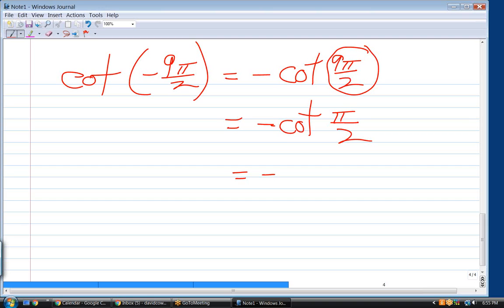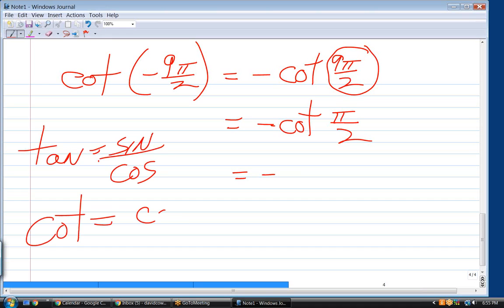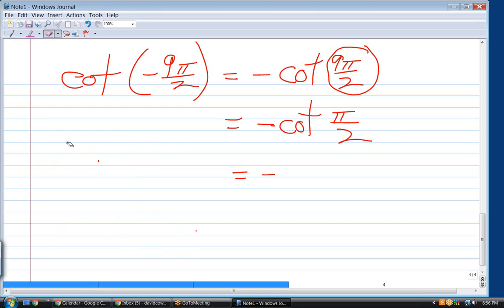The easiest way to do this is to know that the tangent is equal to sine over cosine, and the cotangent is equal to cosine over sine. Have you learned that yet? No. You haven't learned that? You'll learn that very soon. Okay? Okay. So cotangent is cosine of pi over 2 over sine of pi over 2.